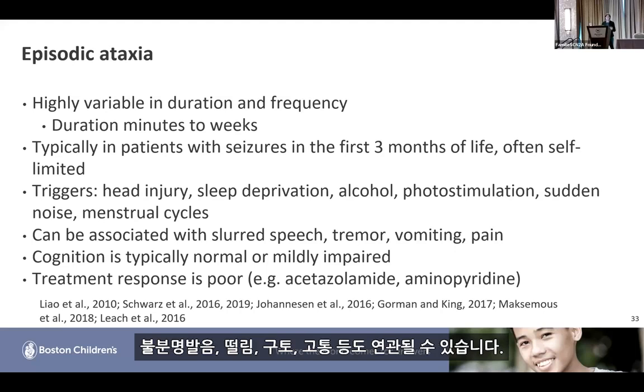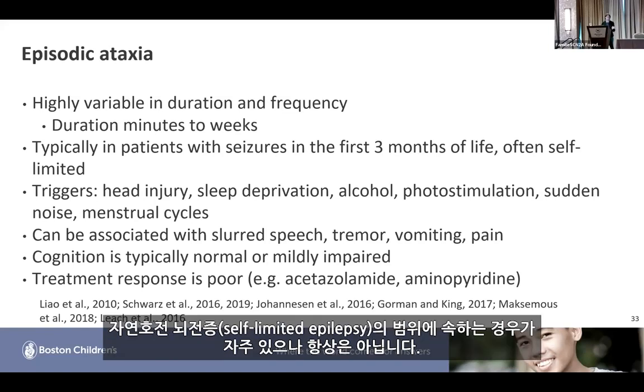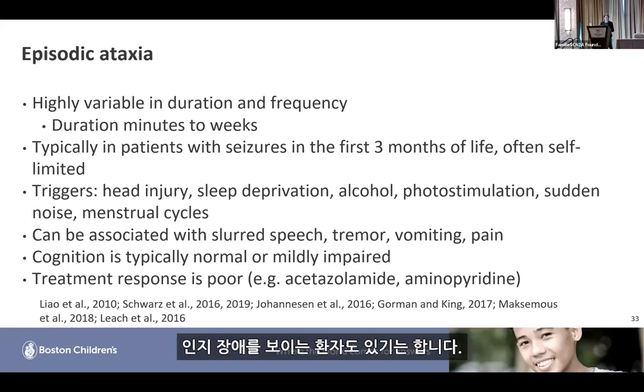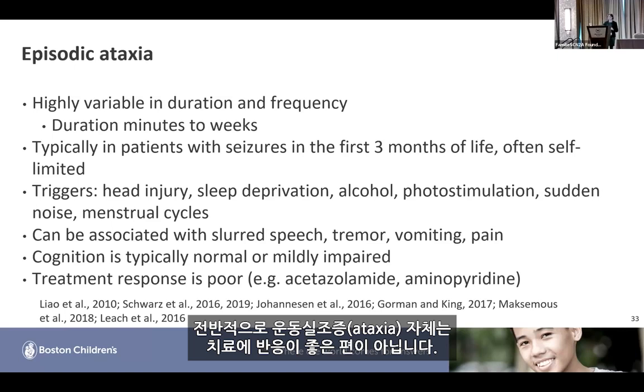You can also see some slurred speech, tremors, vomiting, pain. Cognition is often normal in this group, which is why it tends to be more that self-limited epilepsy spectrum, but not always. And there are some with cognitive impairment. And treatment response is not great for the ataxia itself.